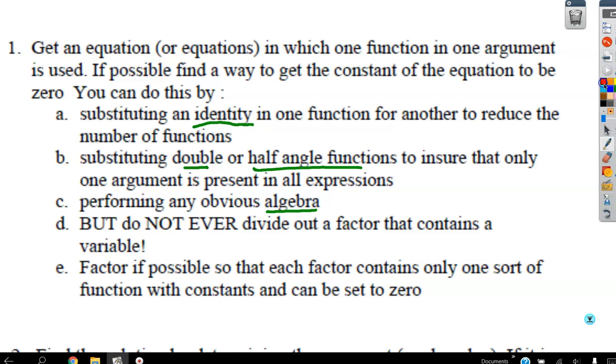This is a biggie. You should never divide by a factor that has a variable. So we're going to talk about that. That is a big deal. You should never divide both sides by cos or something. And then, of course, you can factor things apart so that each part maybe only has one trig function. So that's kind of an idea.